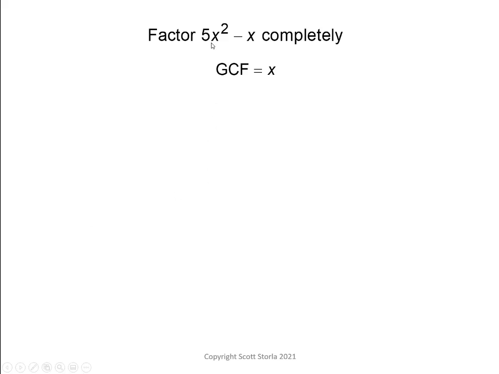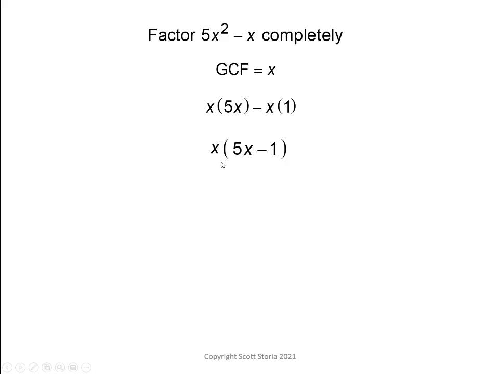So our first term will be written as x times 5x, because if we multiply, we'll get 5 times x, which is 5x squared. And for our second term, please notice that this is that idea we need a factor of 1. And now we can factor out our GCF of x, and that will leave 5x minus 1.